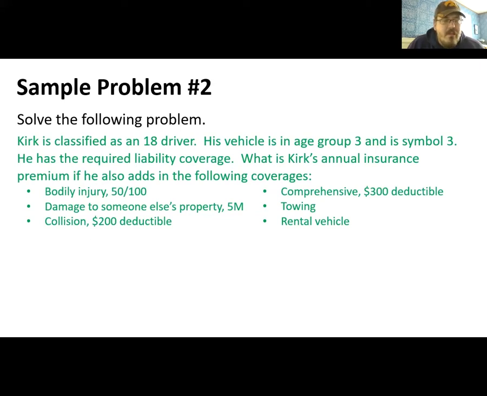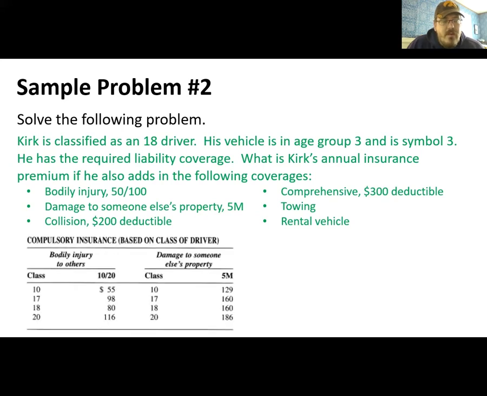In this case, we're calling Kirk a class 18 driver. That's not necessarily 18 years old. That's just the class number that the table is set up based on. His vehicle is in age group 3 and is symbol 3. Again, I don't necessarily know the details of how a car gets into those groups, but it's basically looking at probably the age of the vehicle and how expensive the vehicle is. If you have a Corvette versus a little Kia or something like that, it will have an impact on which group and which symbol your vehicle falls into. He's going to get the required liability coverage, and we want to figure out what his annual premium is going to be if he also adds in the coverages that are listed.